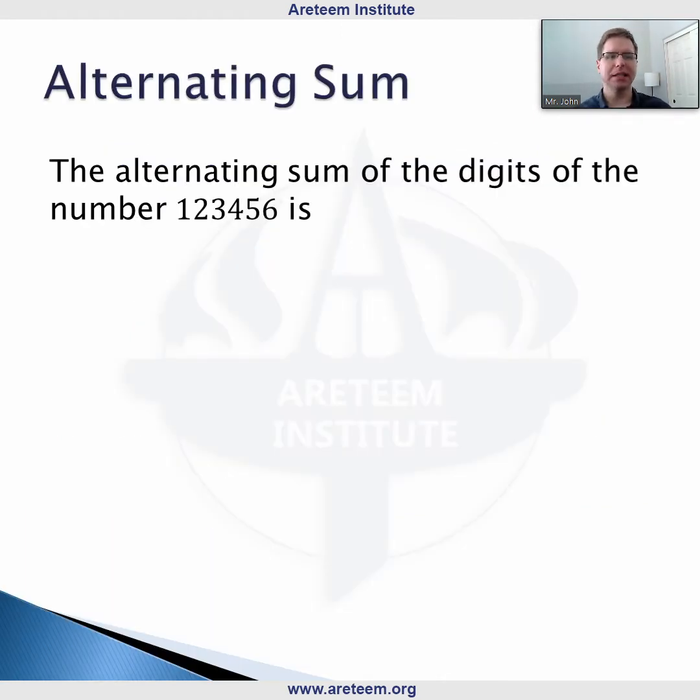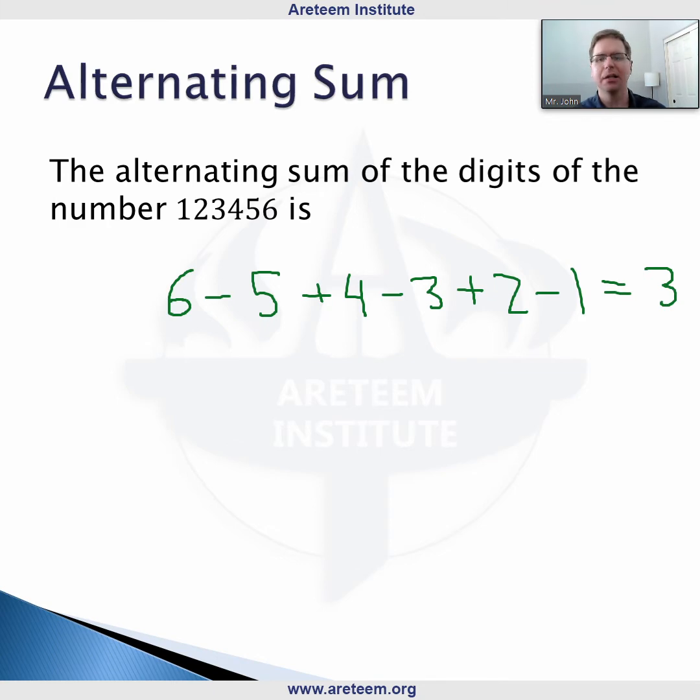Let's get started with an example of what we're going to call the alternating sum of the digits. Given a 6-digit number, for example 1, 2, 3, 4, 5, 6, we alternate adding and subtracting, but the only trick is we want to do this right to left. The alternating sum of these digits is 6 minus 5 plus 4 minus 3 plus 2 minus 1, which is 3.